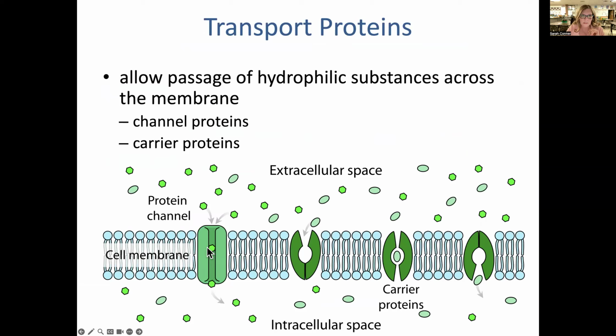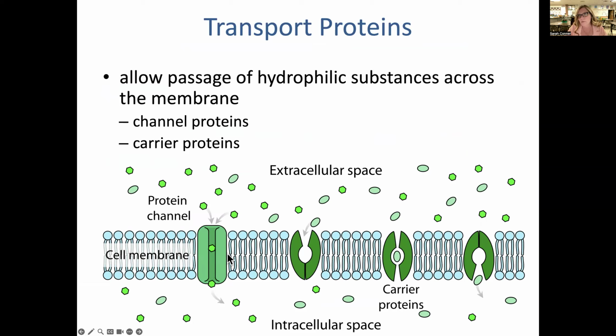You have the channel protein, which is the integral protein, which means it's embedded in the membrane. Carrier proteins are also embedded, but they have kind of a little bit of a trick to them. They actually check the size. This is the one that I talked about last time that's a little bit more specialized. But this one will just let whatever needs to go through go.